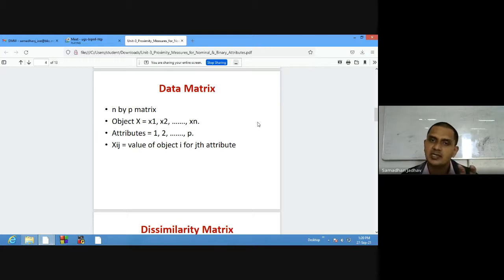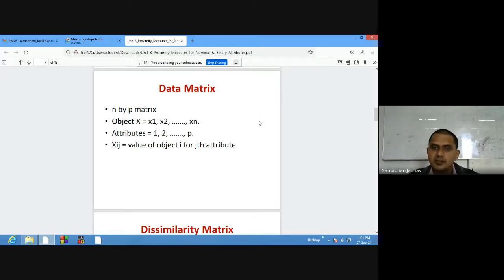So what does a data matrix contain? It consists of objects and their values for attributes. Maybe if the objects are students, their attributes will be roll number, name, age, the class in which they are studying, their results for first year, second year, and so on, their address, their emails, their contacts, their parent name, right? So those are the attributes.